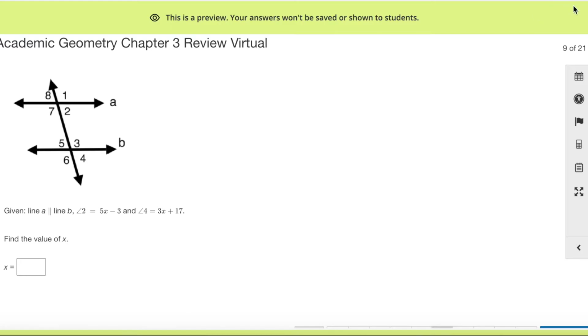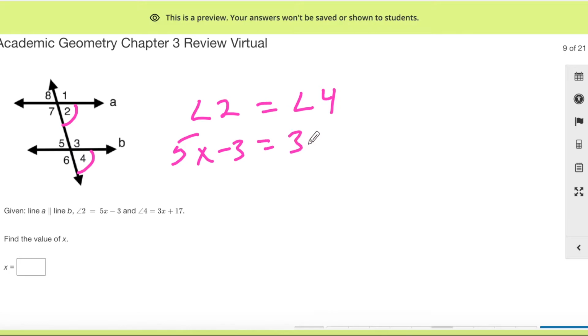Number 9, all right. So we have the lines are parallel. Angle 2 is right here, and angle 4 is over here. They're both the acute angles. They are corresponding angles. If the lines are parallel, corresponding angles are going to be equal to each other. So we have angle 2 is equal to angle 4, which is 5x minus 3 is equal to 3x plus 17. Solve the equation.